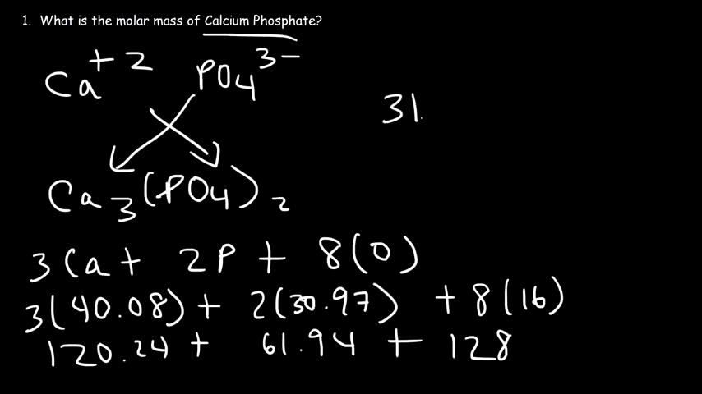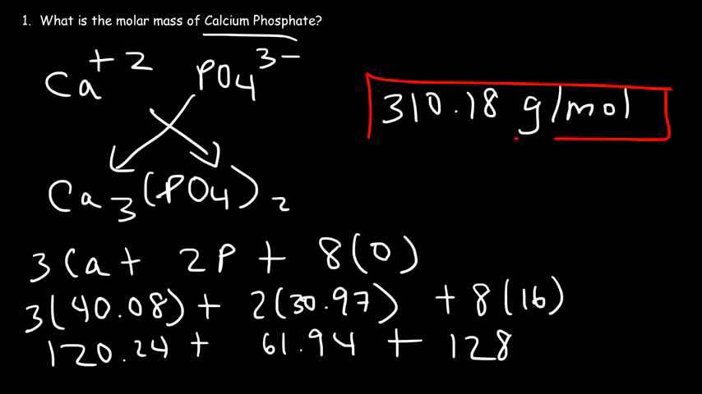So I got 310.18 grams per mole. So that's the answer. That's the molar mass of calcium phosphate.